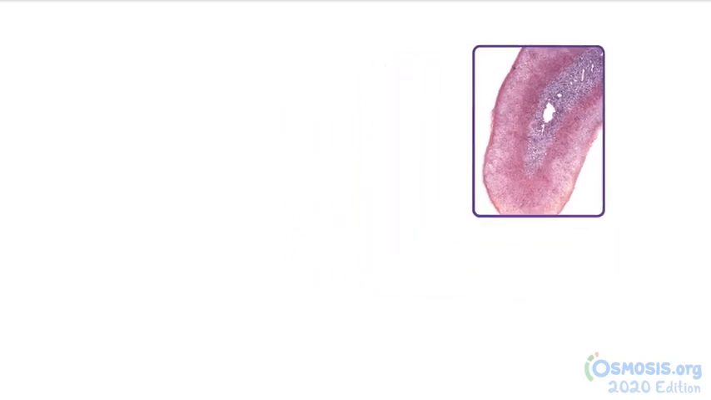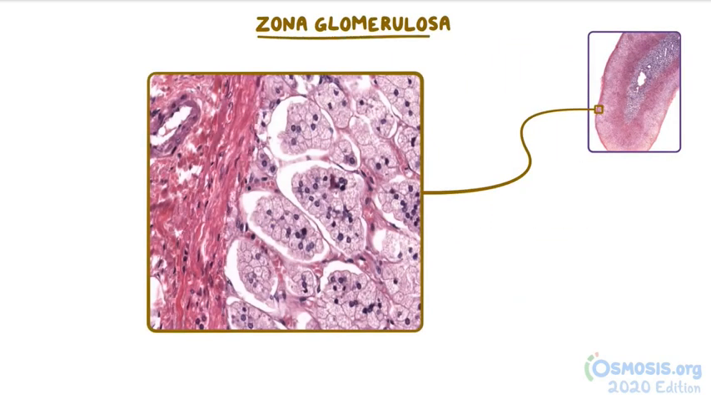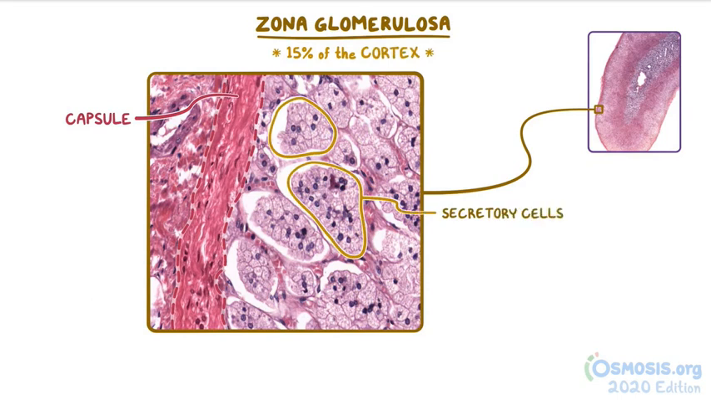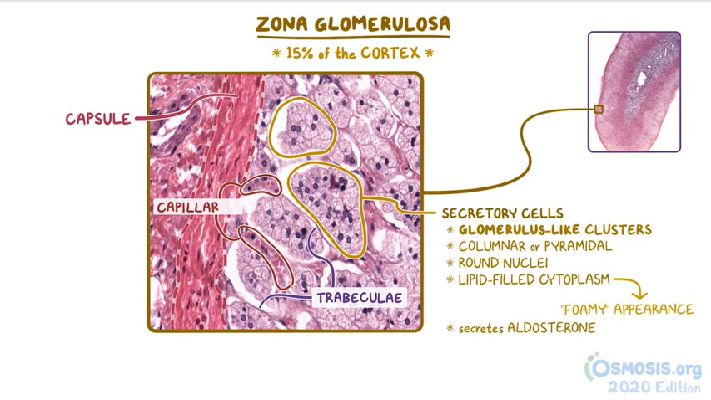Now let's take a closer look at the outermost layer of the adrenal cortex, the zona glomerulosa. This layer is just beneath the capsule and comprises about 15% of the cortex. The secretory cells are arranged in ovoid or glomerulus-like clusters that are separated by fibrous trabeculae that extend from the capsule. The individual cells are either columnar or pyramidal, with round nuclei, and a lipid-filled cytoplasm that gives the cytoplasm its pale, foamy appearance.